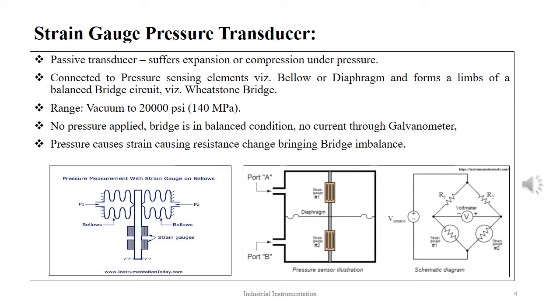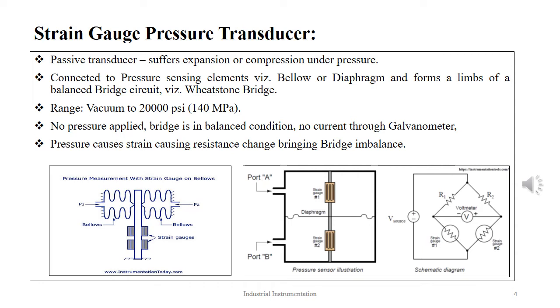The strain gauge pressure transmitter is the passive resistance transducer where the resistance changes under the effects of compression or stretching. The strain gauge elements are connected to the primary pressure sensing elements, namely bellows or diaphragms, and the strain gauge wires form the part of an electrical balance bridge circuit, namely Wheatstone bridge.